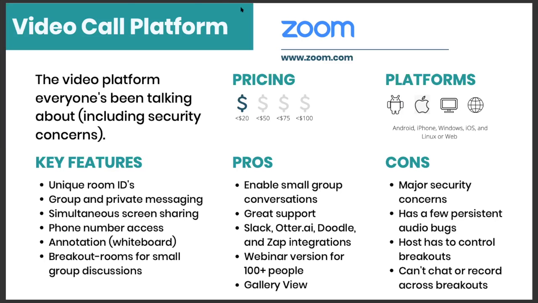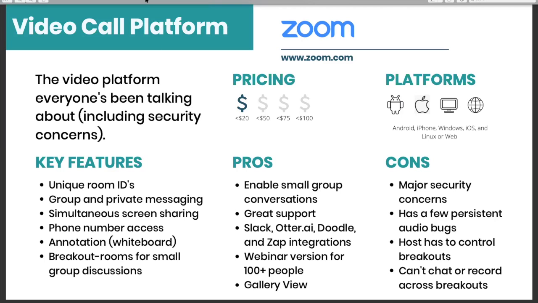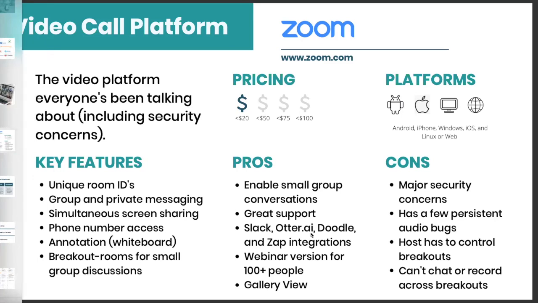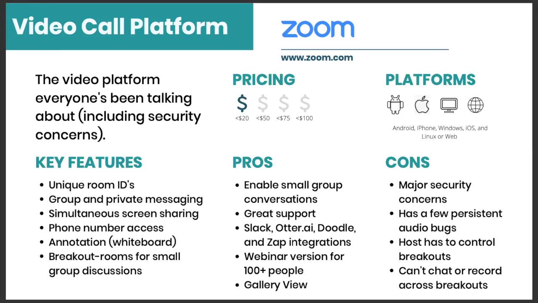Yeah, absolutely. So when we're talking about the really great things about Zoom, one of the things I love most about it is the ability to have small group conversations and breakout rooms. Zoom has an incredibly robust functionality around that. They also have really great customer support and integration. So if you're using something like Slack or Otter, if you're not familiar with otter.ai, it's a real-time transcription service that has both a free and a paid model. So if you want to transcribe your meetings, you can do that with a Zoom Professional account or a Zoom Teams account directly inside the Zoom platform. It also integrates with Doodle and Zap.